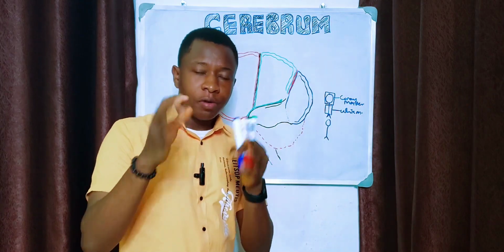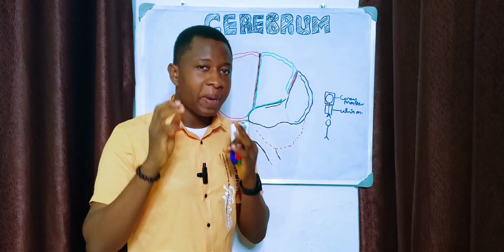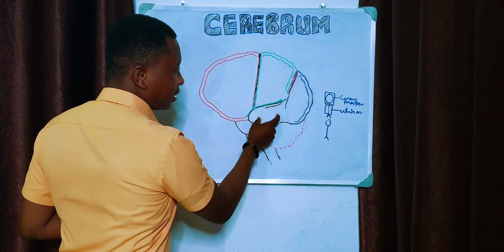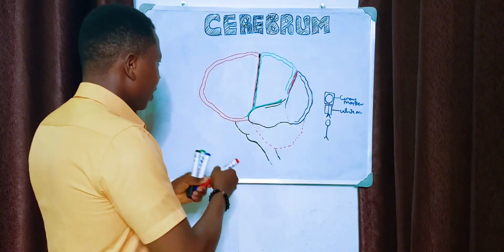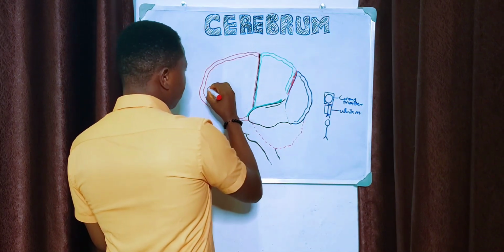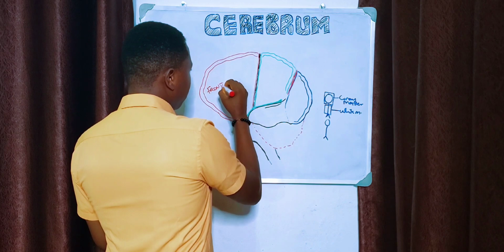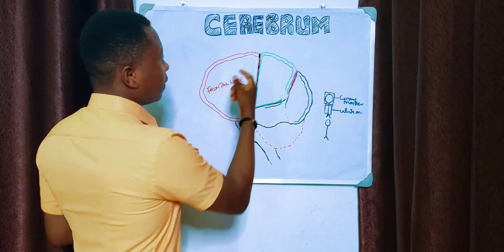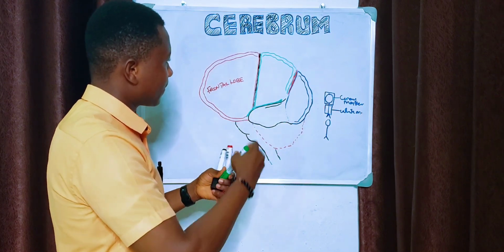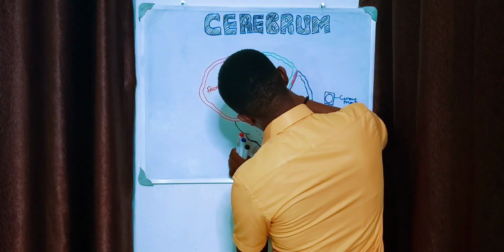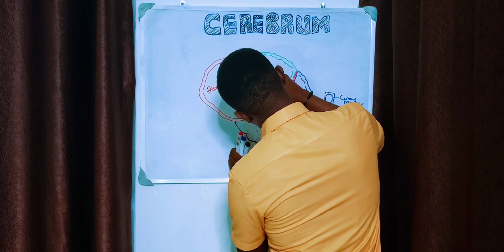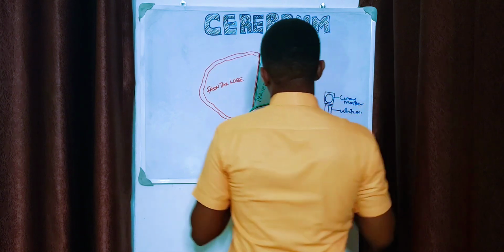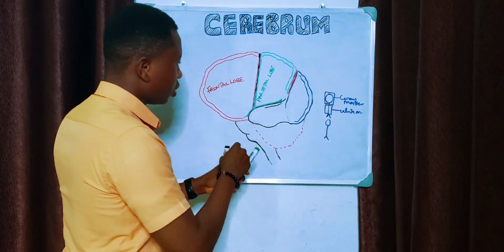All right, moving forward. The cerebrum is actually divided into four parts. These parts are like compartments. This is called the frontal lobe. This part is also called the parietal lobe. And this part is called the occipital lobe.